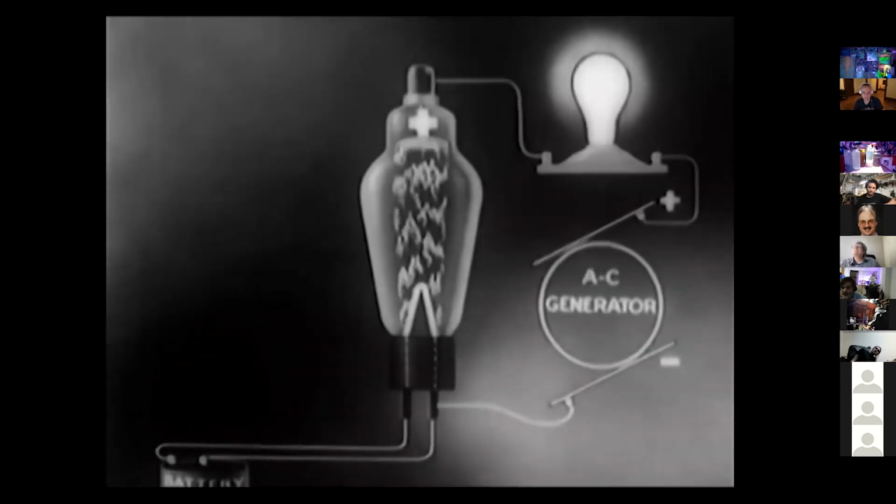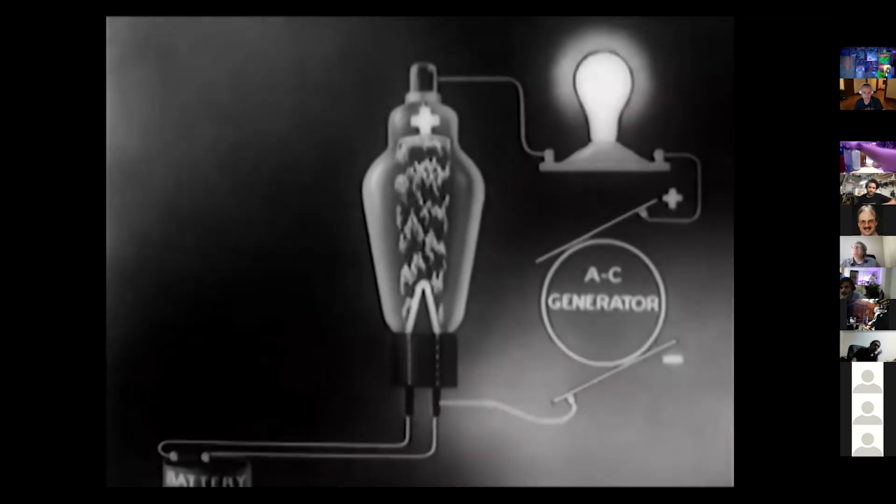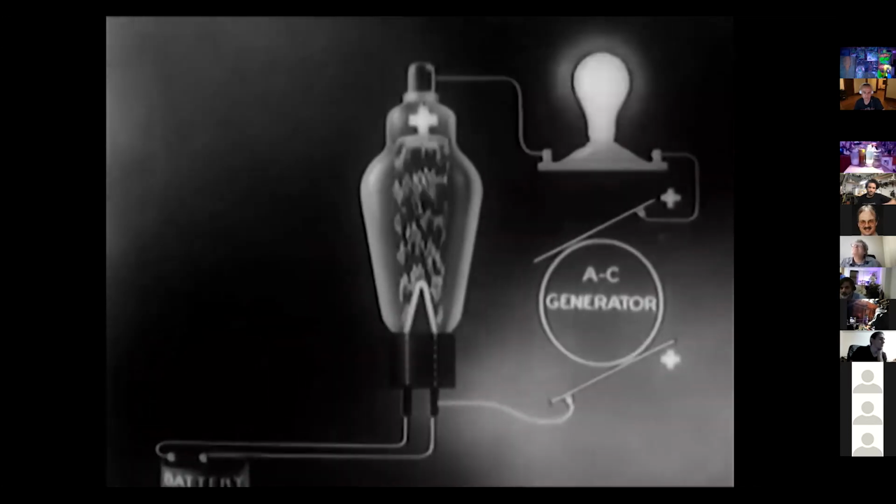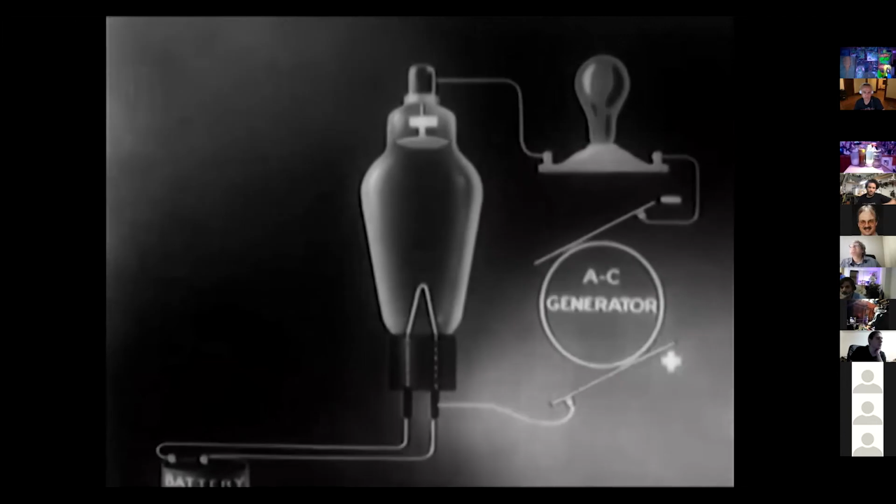In other words, because only the cathode can emit electrons, we have here what amounts to a one-way stream. AKA a vacuum rectifier.